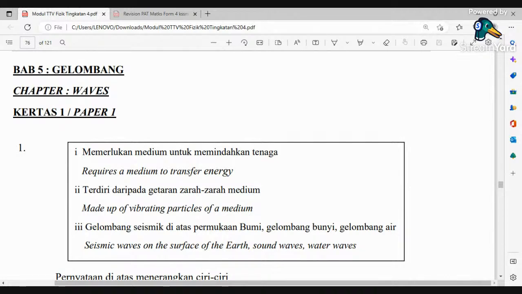Okay, so we continue revision Form 4 Physics online class, Part 4. Tonight we discuss chapter 5, Waves. Before that, let's look at some important points that you need to know for this chapter 5. Speed revision.